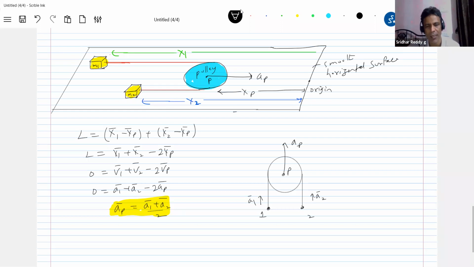In numericals, you can see how the acceleration of this point on a rope and this point on a rope will be related to the acceleration of the pulley by this particular formula. Very, very important one.